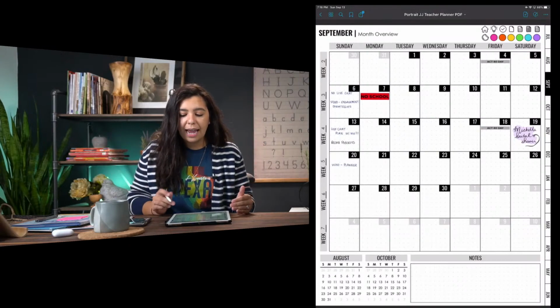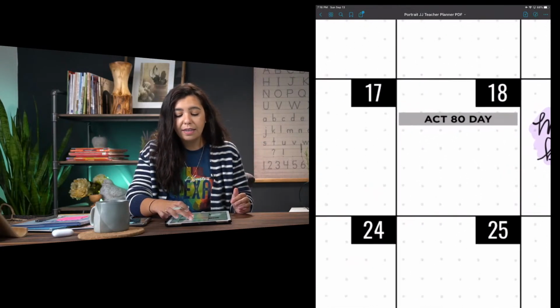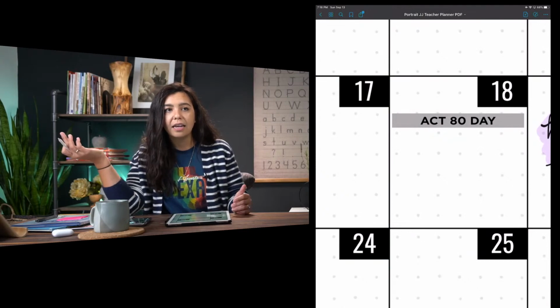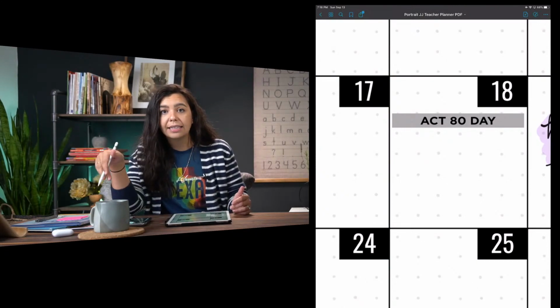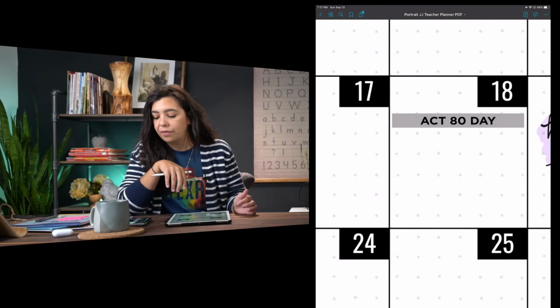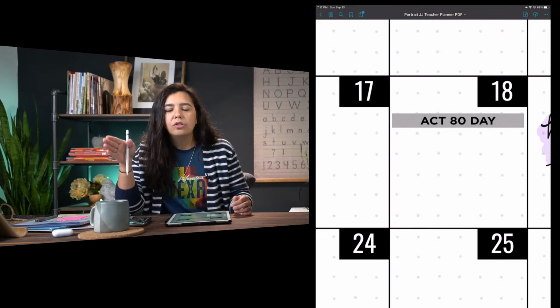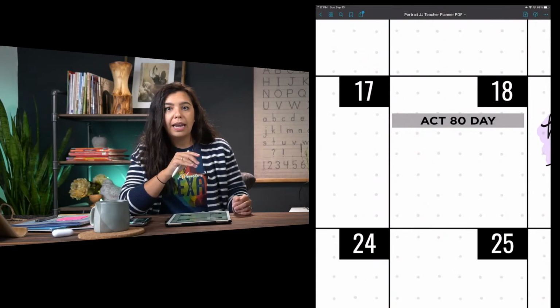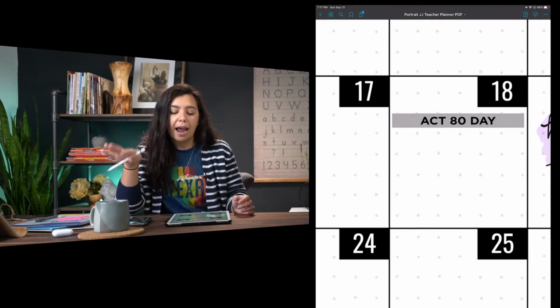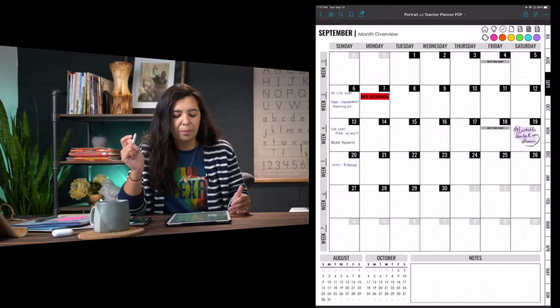And the only thing that I really have going on in September is this Friday I have an Act 80 day. What that means in the state of Pennsylvania is that it's a half day. So students are only going to be there in the morning, and then I have professional development in the afternoon. So that's really the only thing I have to think of as I go through and plan.